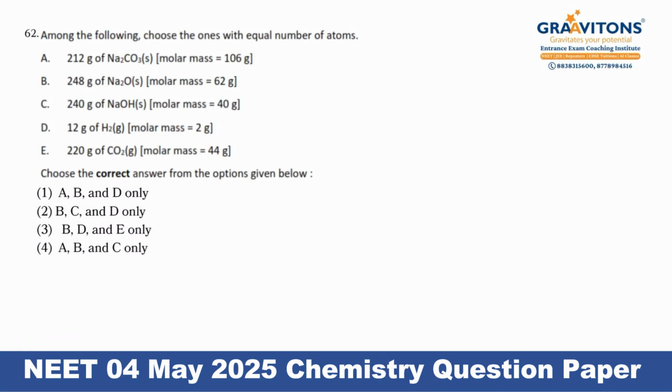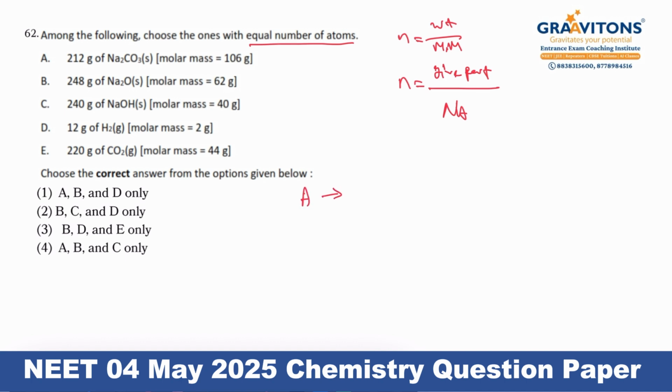Among the following, choose the one with the equal number of atoms. I think this mole concept question is very easy to solve. We all know the two formulas: number of moles can be calculated by given weight divided by molar mass, and number of moles is equal to given number of particles divided by Avogadro number. Using these two relations, we are going to apply them to all the options.